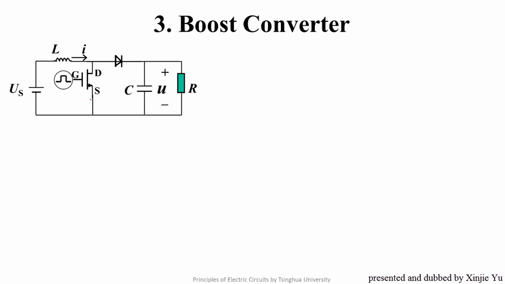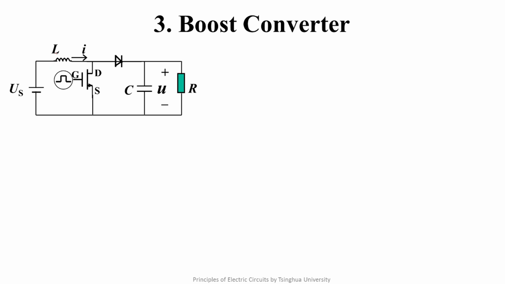The third application example is a boost converter. We have introduced the buck converter in lecture 54. That is to say, we can transform DC voltage from 5 volts into 3 volts. Here, we will introduce how to transform DC voltage from 3 volts into 5 volts DC voltage.